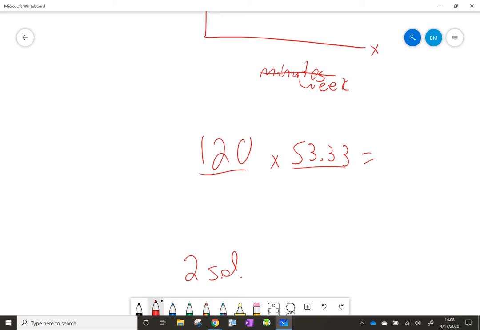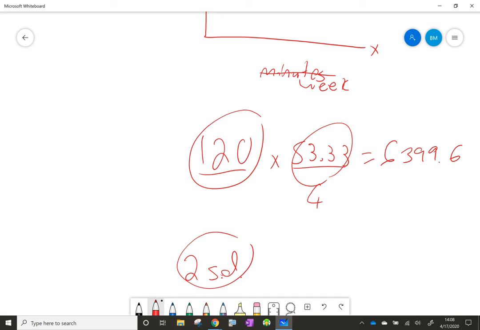We're going to multiply these together. 120 times 53.33. And we end up with 6,399.6. But since the fewest, because this one has 2 significant digits, this one has 4, the fewest being 2 means that our answer should only be rounded to 2 significant digits as well. So that means rounding all the last 3 numbers off. So we round them all out.